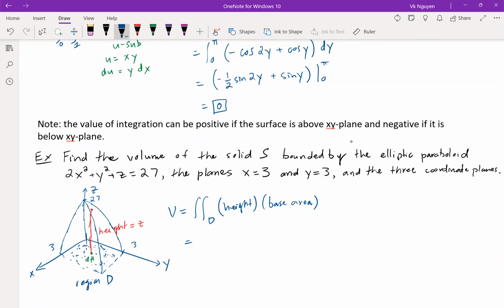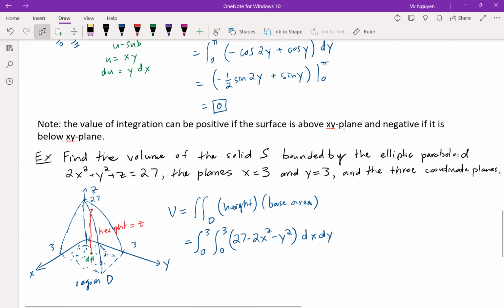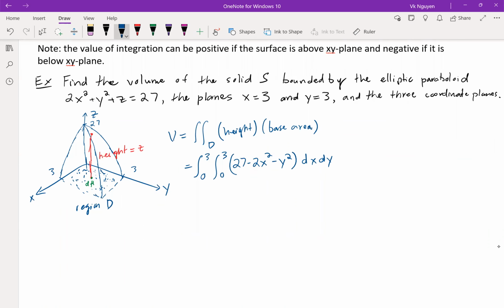So the base area is up to you. You can either do dx dy or dy dx, but it's the same thing. There's just a square here, so 0 to 3, 0 to 3. The height is z, so we know z is 27 minus 2x squared minus y squared. And then the base area is, well, and then you can work it out. Oh, actually, let me give you the answer here. Yeah, you can check the answer. 162.